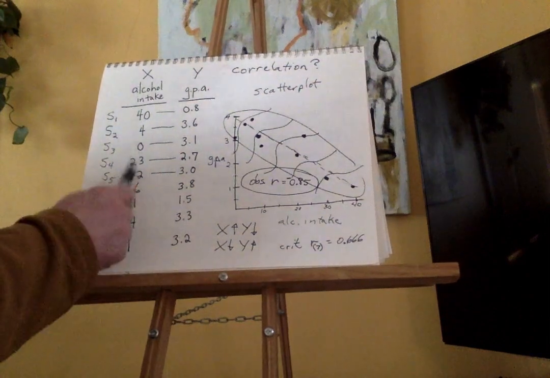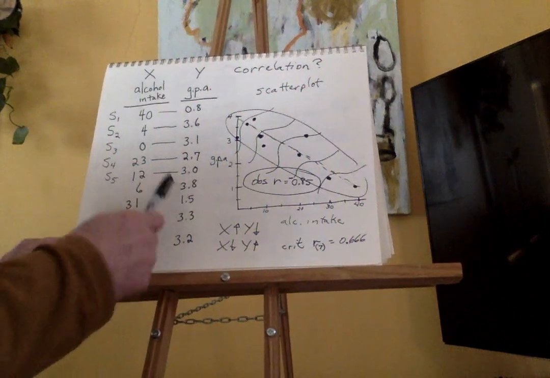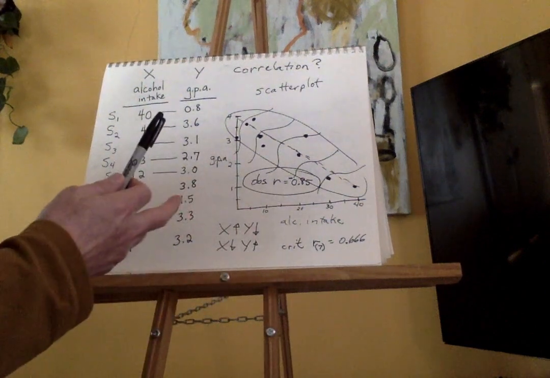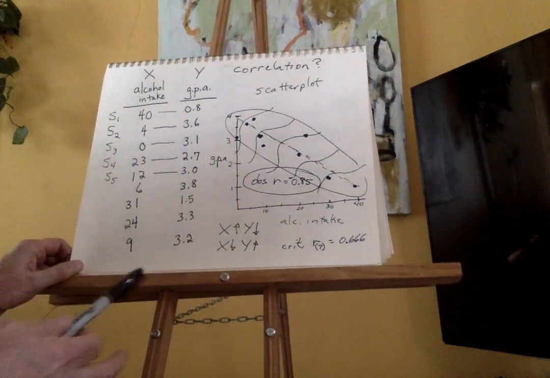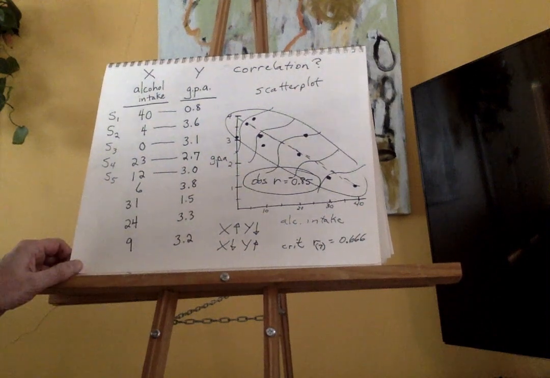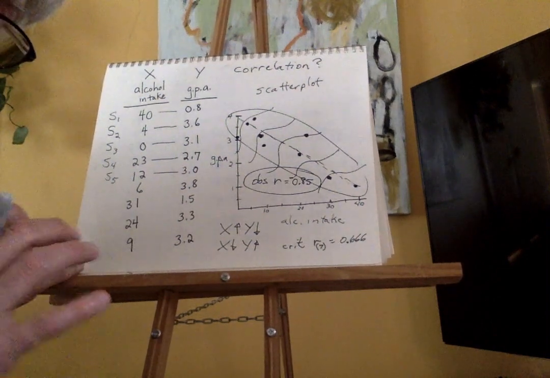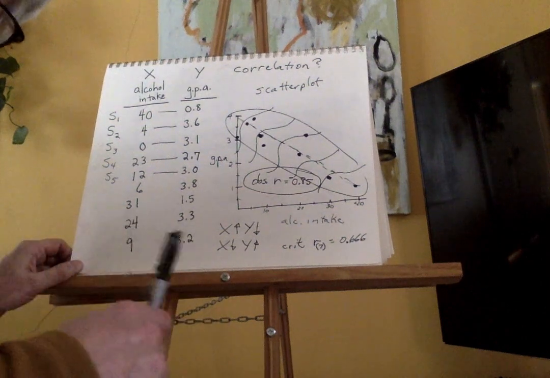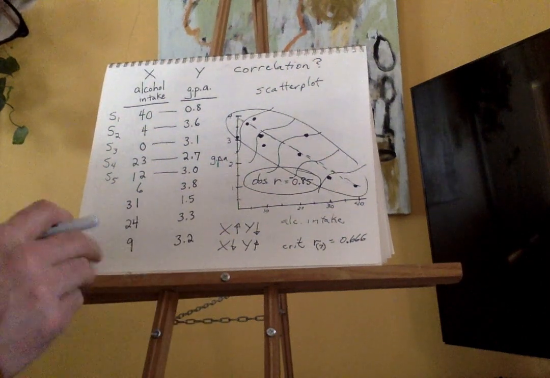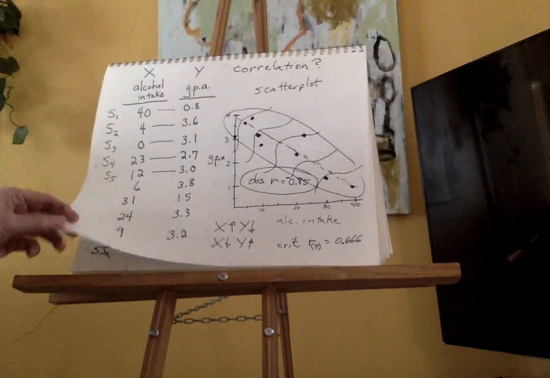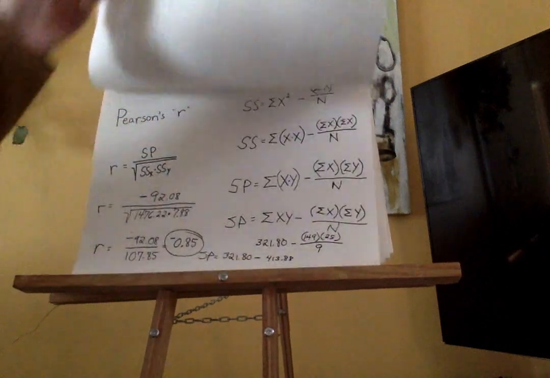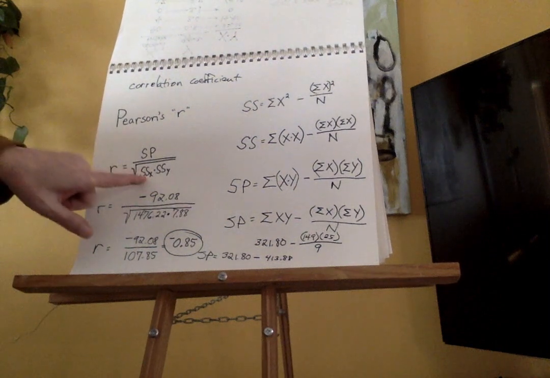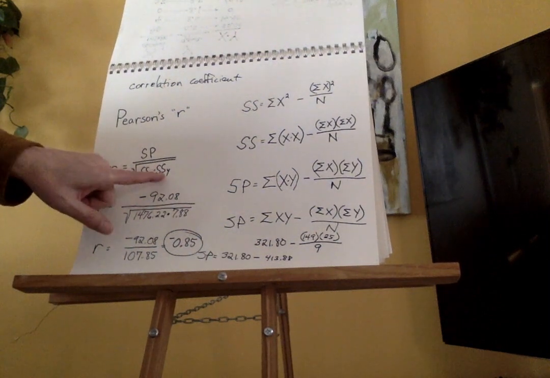I'm asking whether these 2 variables are related in a systematic fashion. As one goes up, does the other tend to go up? Or as one goes up, does the other tend to go down? Okay? We're looking at the relationship between these 2 variables, not a difference. Okay, that's very important. And so when I'm asking that question, I'm going to do a Pearson's R value. This should be review.